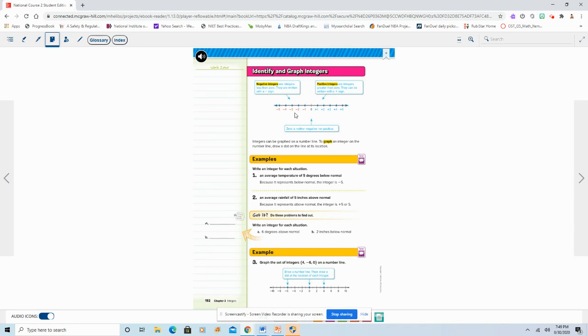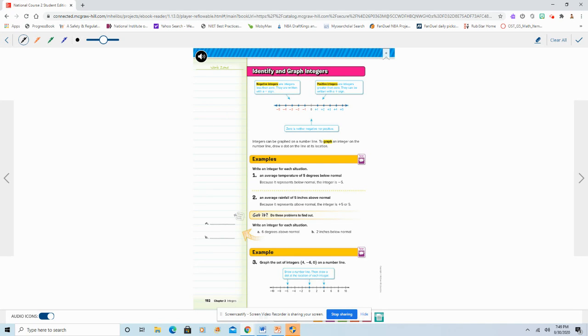Integers can be graphed on a number line. And that's one thing they want you to be able to identify and graph. So what you need to do is draw yourself a number line. An average temperature of 5 degrees below 0. You can do it one of two ways. You can either take a paper and pencil, or you can click on the pen up in the left-hand corner. You have to click on the pen. I'm doing it. There we go. I want it a little bigger.